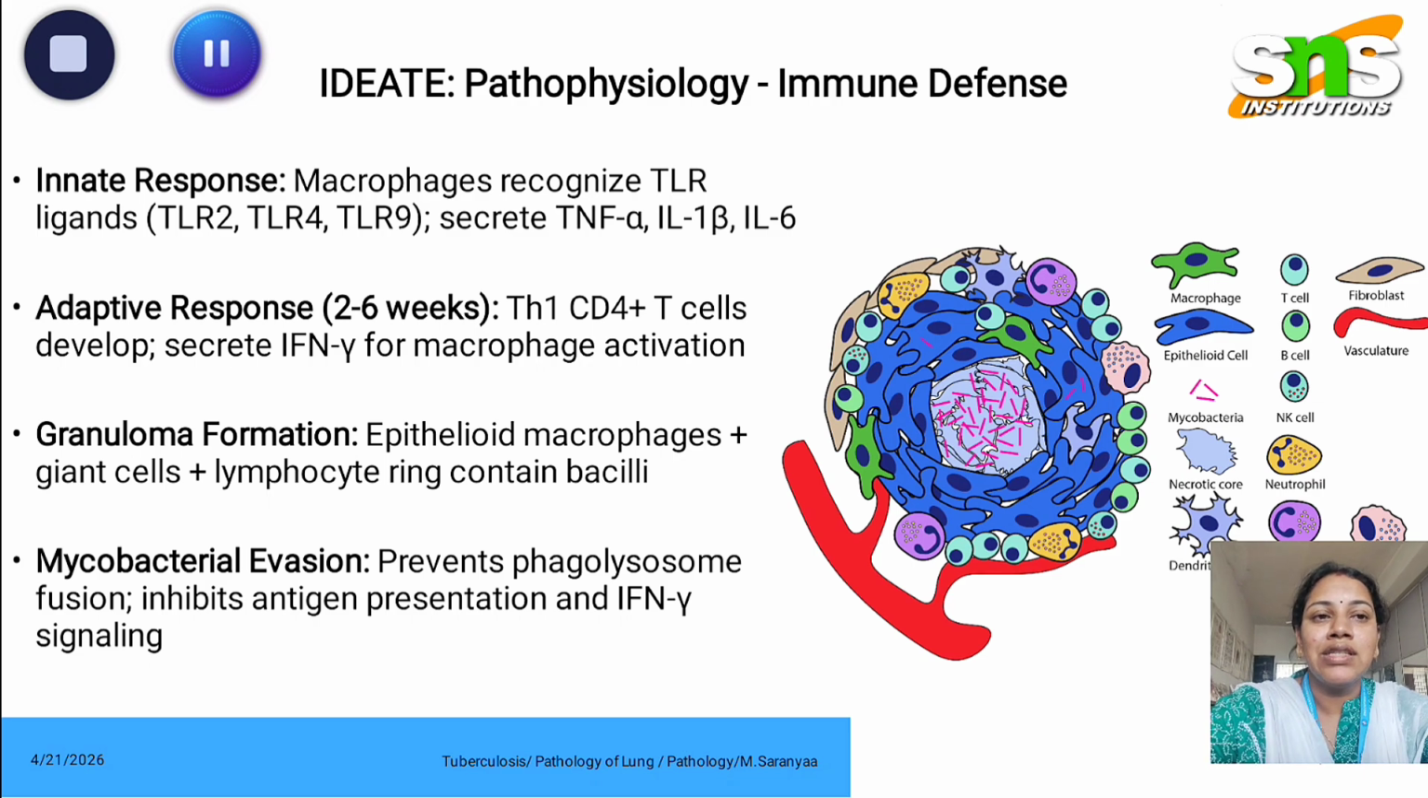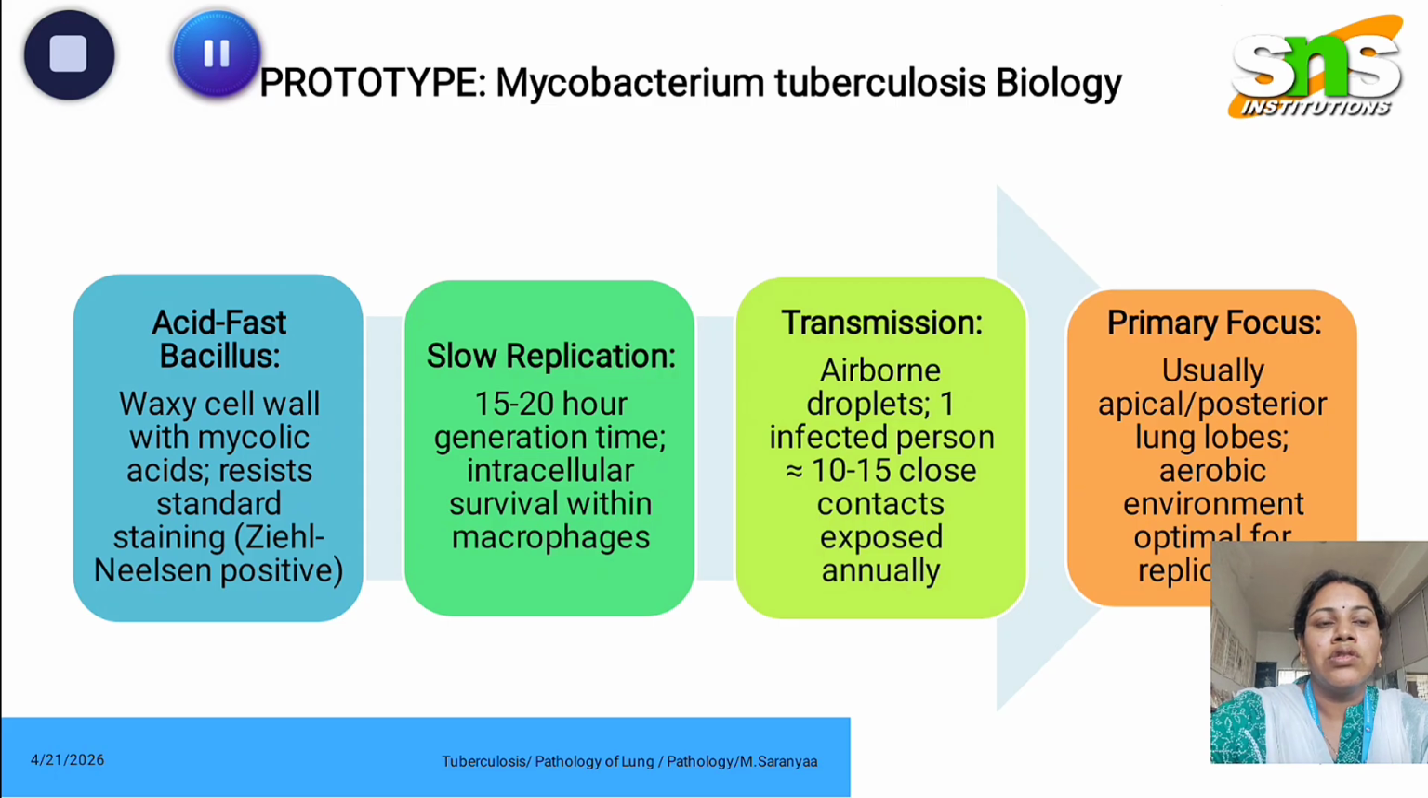All the cells together form a clump, where the macrophages, epithelioid cells, Mycobacterium and the WBCs clump together to form a granuloma. Mycobacterial evasion occurs through prevention of phagosome fusion, inhibition of antigen presentation and interferon gamma signaling. So how will this Mycobacterium tuberculosis affect us?